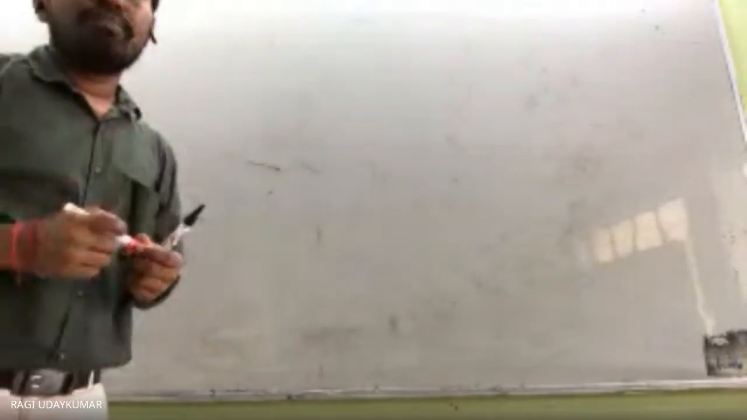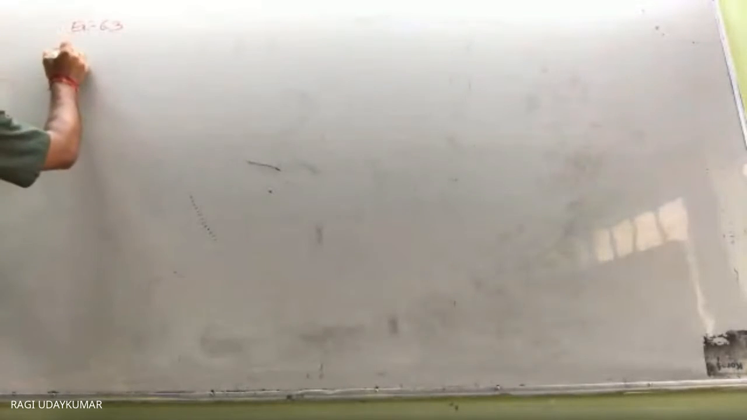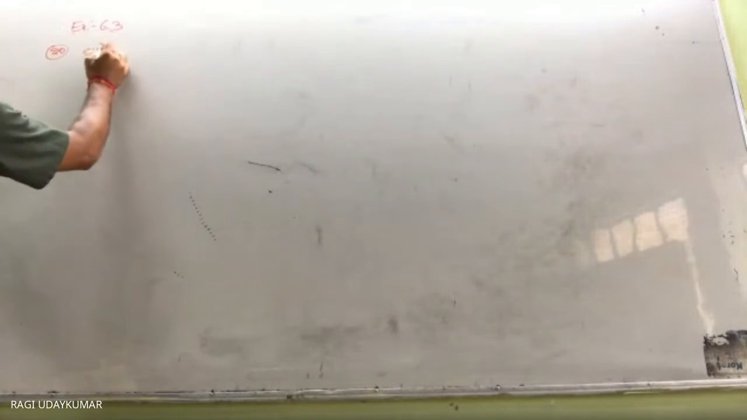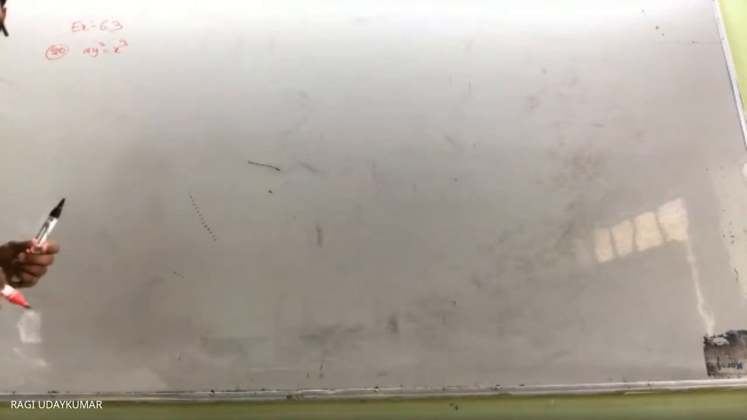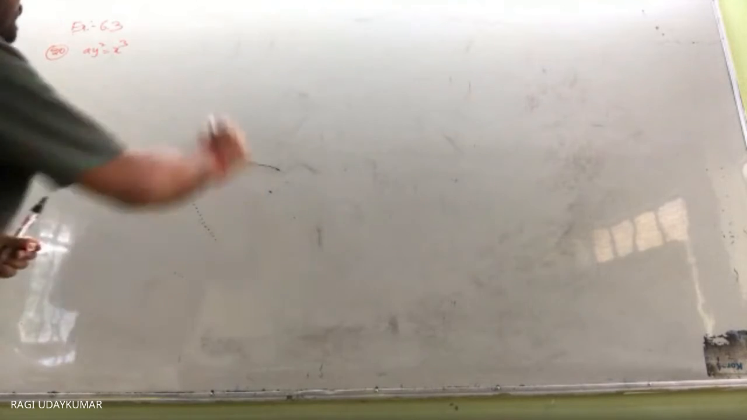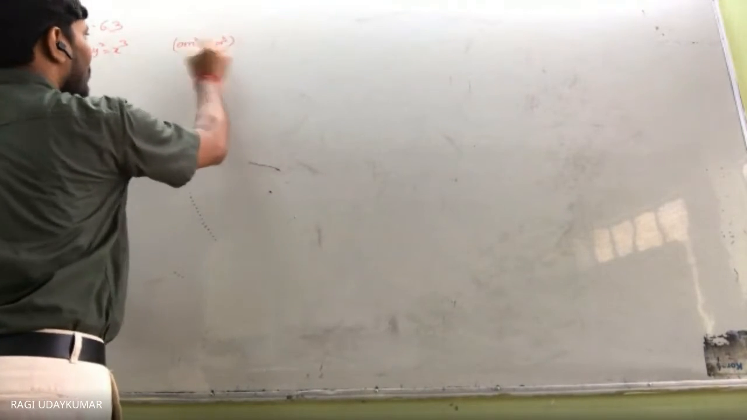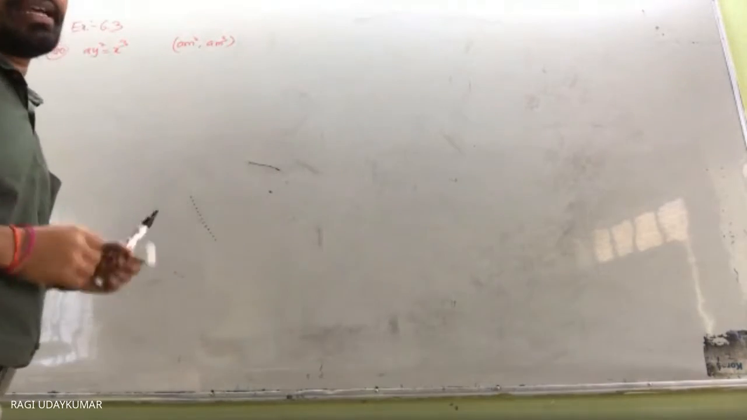Next, coming to the 20th question here. Find the equation of the normal at the particular point a m square, a m cube to the curve a y square is equal to x cube. The point is a m square, a m cube. At this particular point, find the normal.